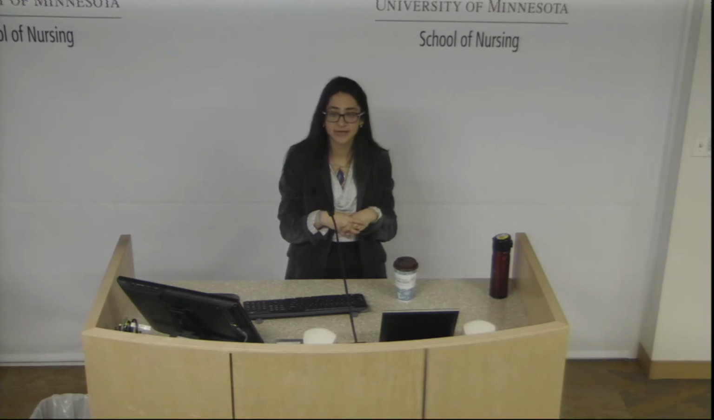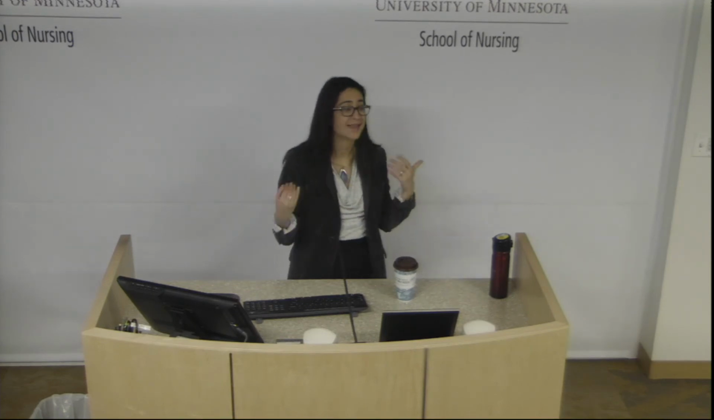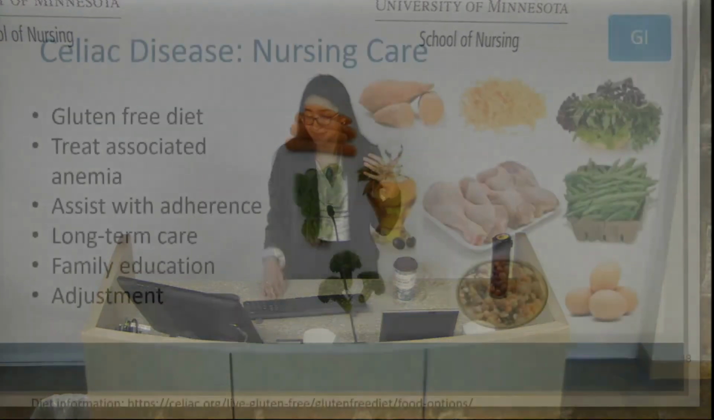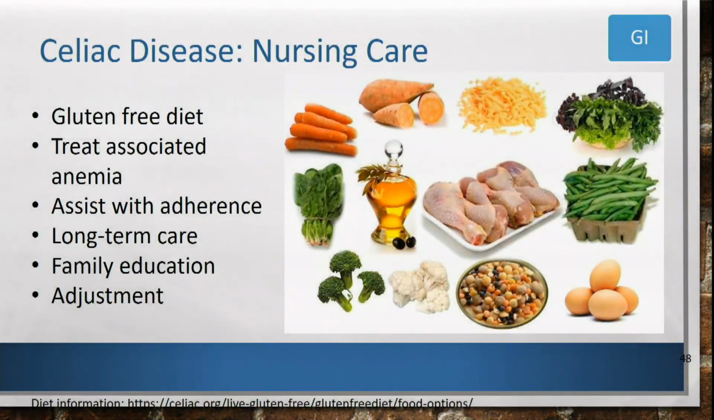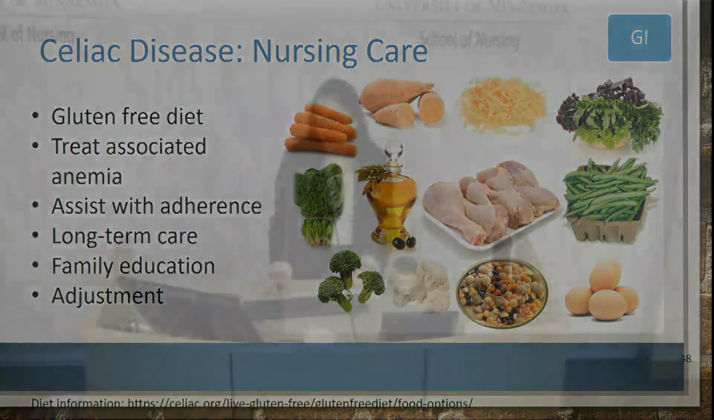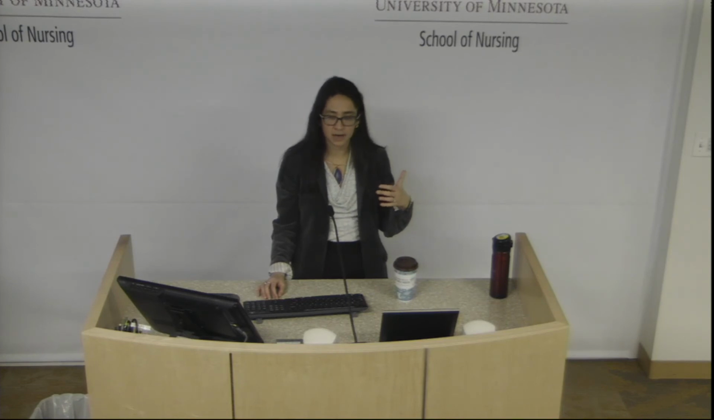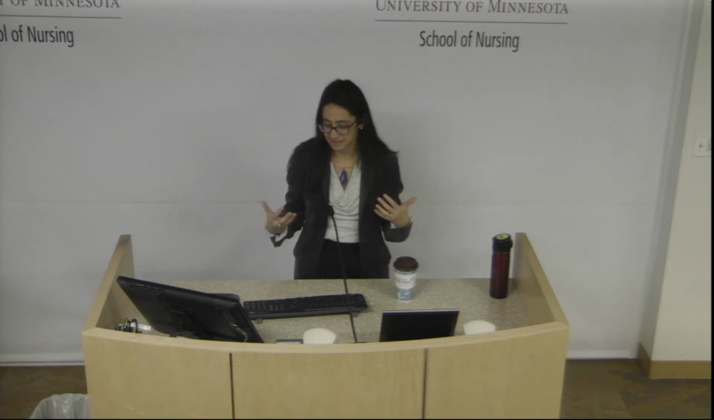So it can be pretty significant, and it can affect every part of the body, and the treatment is essentially a dietary treatment, which is removing the gluten from the diet. And this is all gluten, not just occasionally having one. All gluten needs to be removed. So gluten-free diet, treating the associated anemia, and really a big part of nursing care here is assisting with adherence and helping to support families.